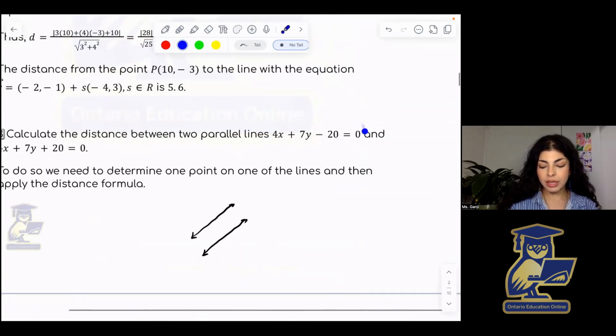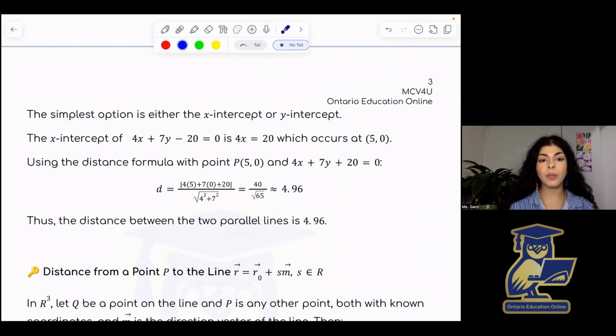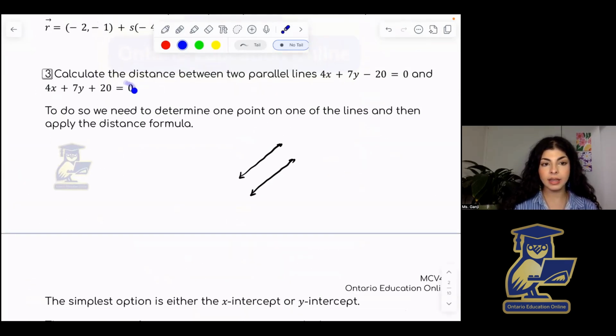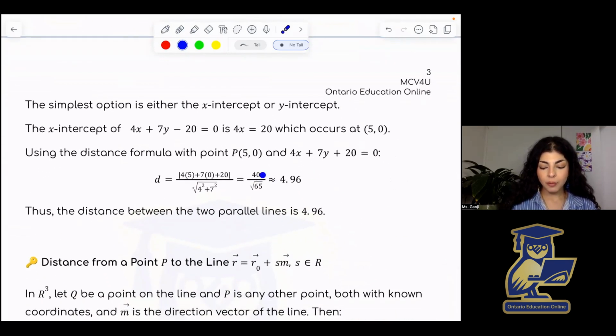It doesn't matter which one you use, but I picked the first line, so 4x plus 7y minus 20 is equal to 0. And the simplest point that you can find is the x-intercept or the y-intercept. So I chose the x-intercept here, so I let y equal 0, so that 4x is equal to 20. And so the x-intercept occurs at (5, 0). This is now a point that is not on the second line. So now using the distance formula, I will end up with 40. This is also an absolute value, but because I have already checked it, I can just write 40 over the square root of 65. And this is approximately 4.96.